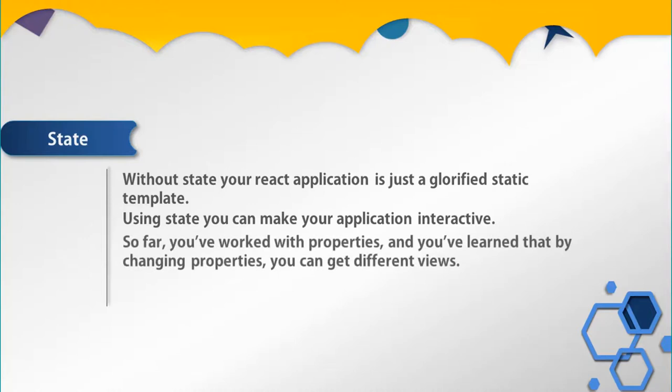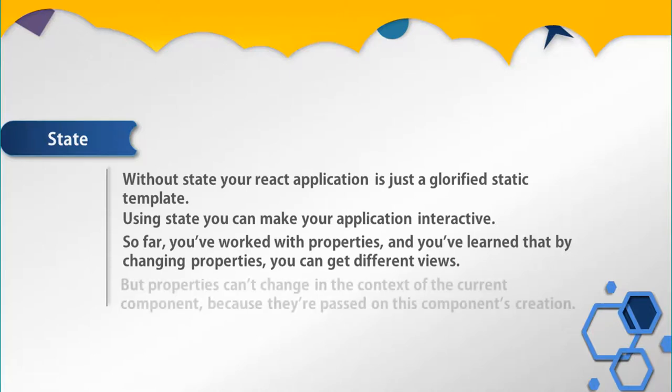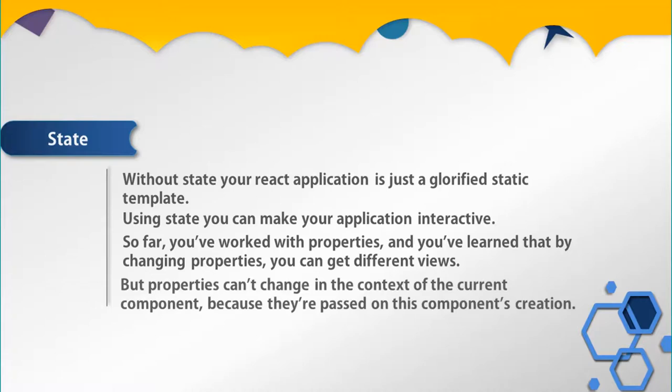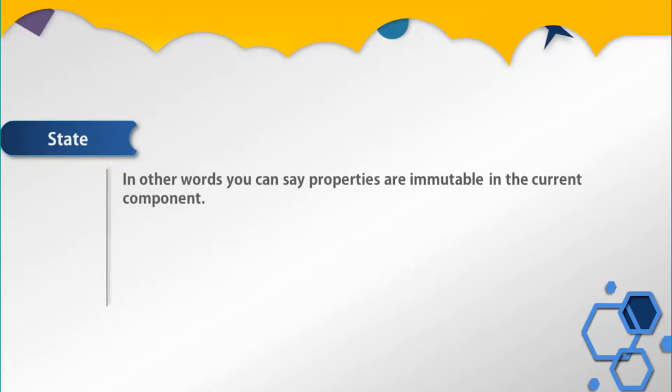So far, you have worked with the properties, and you have learned that by changing properties, you can get different views. But properties can't change in the context of the current component, because they are passed on the component creation. In other words, properties are immutable in the current component, meaning you don't change properties in this component unless you recreate the component by passing new values from a parent. It means if you wanted to change a property of a component, you need to extend that component and change its property, or you can just recall the component and then change the property.